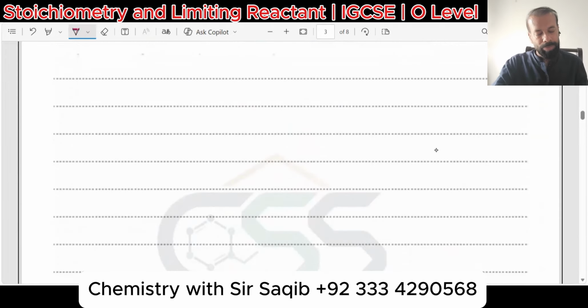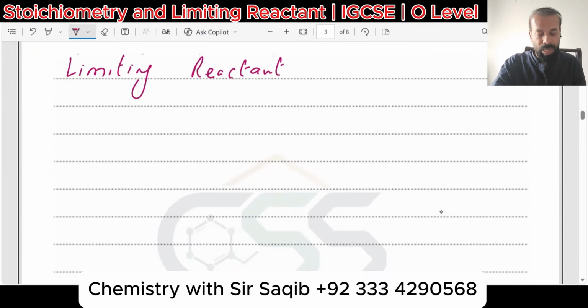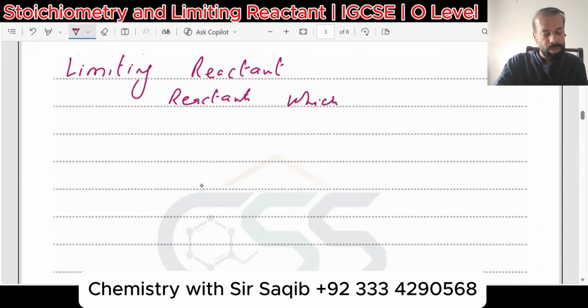Now, for this calculation, you must have the concept of limiting reactant, right? What is limiting reactant? Reactant which finishes first, meaning which is in lesser quantity.